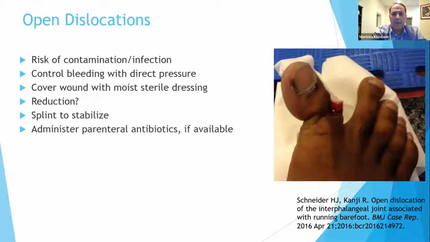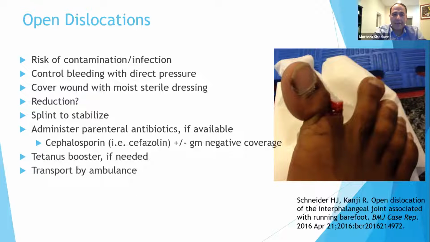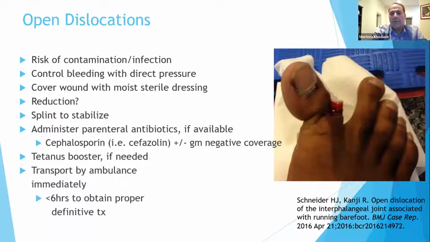As soon as possible, when you have access to some type of IM or IV antibiotics, you should start that and make sure you cover gram-positive and gram-negative bacteria. We usually use first generation cephalosporins. That's a good choice. Make sure the tetanus status is up to date. And transport them by an ambulance, or a private vehicle if you don't have access to that or it is not available. Remember, this is not super urgent.